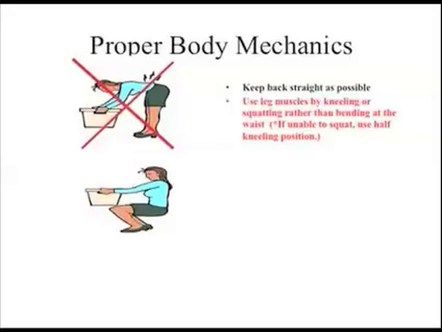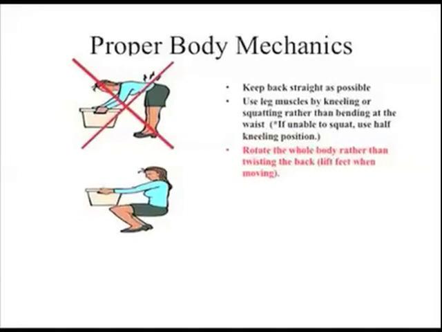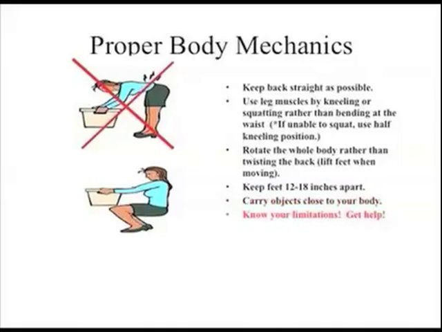Proper body mechanics include keeping your back as straight as possible, using your leg muscles by kneeling or squatting rather than bending at the waist. If you're unable to squat, use a half kneeling position. Rotate your whole body rather than twisting your back. Lift your feet when you move and keep them 12 to 18 inches apart. Carry objects close to your body core. Know your limitations. When you need help, get it. Move slowly. Have the lead person count aloud to 3 and move together.